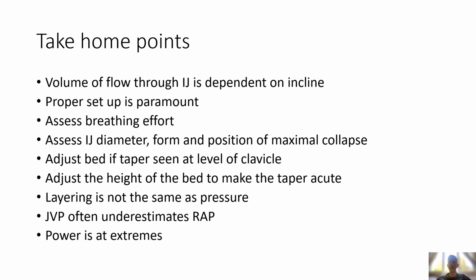Next, assess IJ diameter, form, and position of maximal collapse. Also consider using Valsalva as an additional data point. Next, lower the incline of the head of the bed if the taper is seen at the level of the clavicle. Remember that the anatomy of the internal jugular vein at the level of the clavicle has a tendency to stent the vessel open. Next, adjust the height of the head of the bed to make the taper acute. The position of the JVP is difficult to identify if there is a long, drawn-out taper.